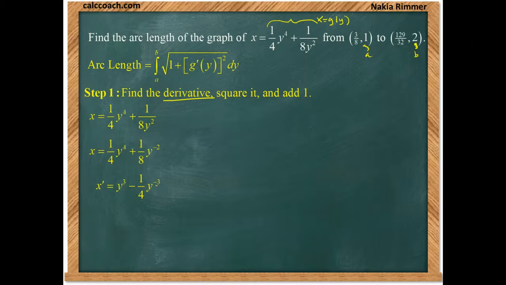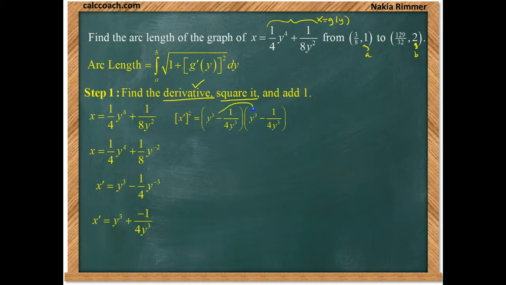Now this is y to the negative 3, so let's go ahead and put it back in the denominator as y cubed. And you can make this a minus in between if you'd like. We've done step 1. We've taken the derivative. Part of step 1. Let's go ahead and do the second part of step 1. Let's square it. Multiply it by itself.